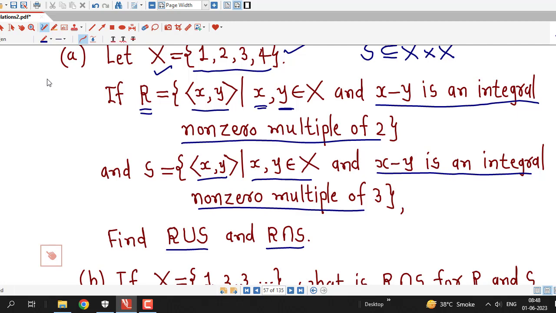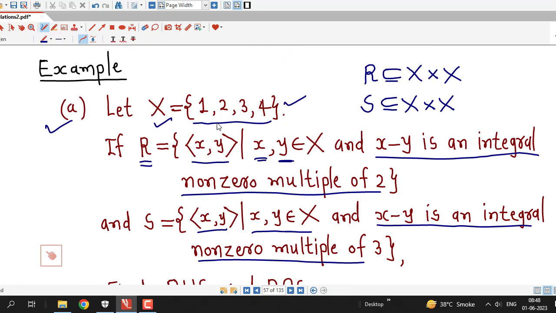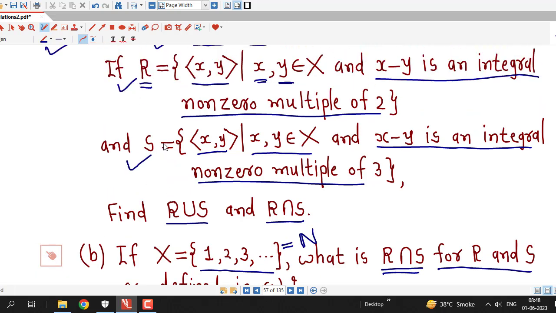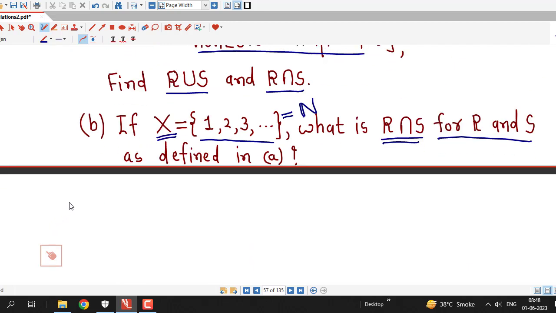This is part A. In part B, instead of the set capital X, they have given X equal to the set of all positive integers 1, 2, 3 and so on, which is nothing but the set of natural numbers. If X is replaced by the set of natural numbers, then we have to answer what the intersection of R and S is, for R and S as defined in part A, with capital X replaced by the set of natural numbers. We will discuss both parts one by one.